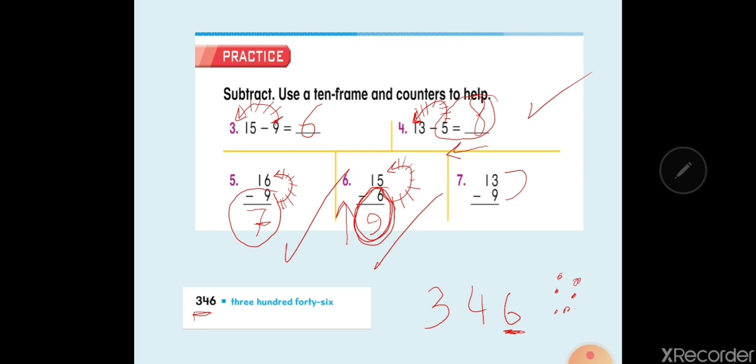13 minus 9. Count after 9. Let's do it. 9, 10. It needs 1 to become 10. And you have here 3: 1, 2, 3. How many fingers? 4. Okay, how to check your answer? Take 9 and 4 together, and the answer is 13.